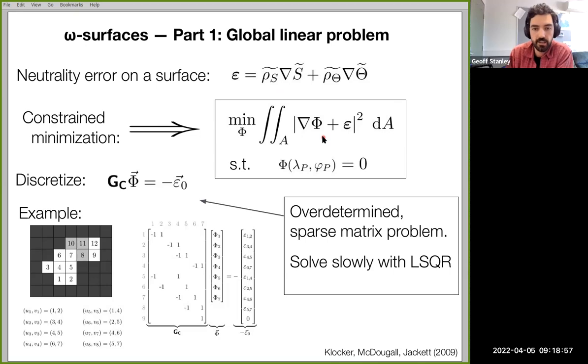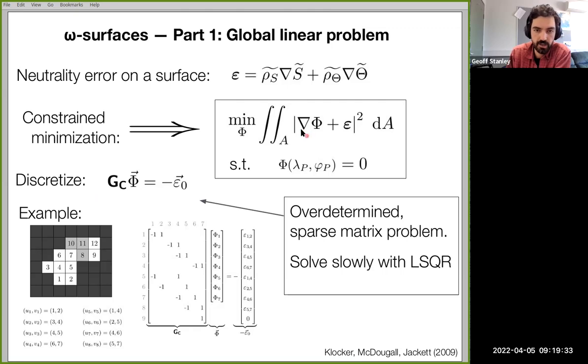The idea here is that once you've got phi, you use phi to update the depth of the surface. And we predict that on the new surface, this grad phi plus epsilon will be the epsilon error on the new surface. So we'd like to minimize the error on the updated surface, and so we try to minimize this grad phi plus epsilon. Of course, the gradient of phi is arbitrary up to a constant, so we're going to specify phi at some latitude and longitude to be 0.